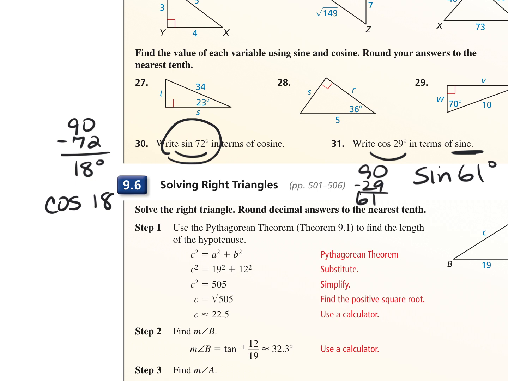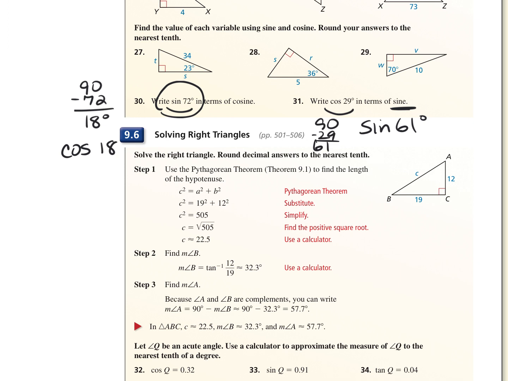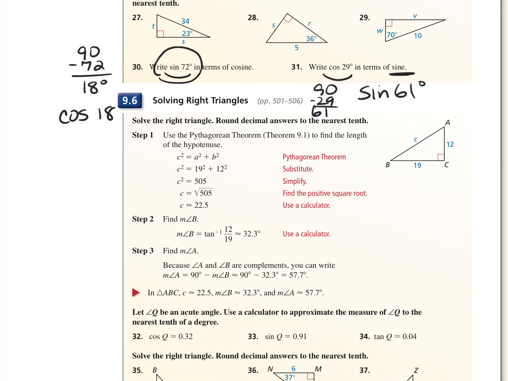Then 9-6 is where we solve the right triangles, which was really applying everything into one thing, where you had to use sine, cosine, and tangent to find missing sides or angles, or if you were given two sides, just do the Pythagorean theorem. One other thing that we didn't do in the warm-up, let me show you 32, 33, 34.